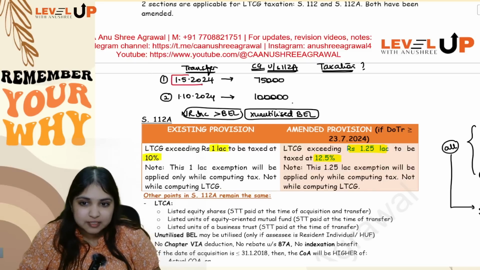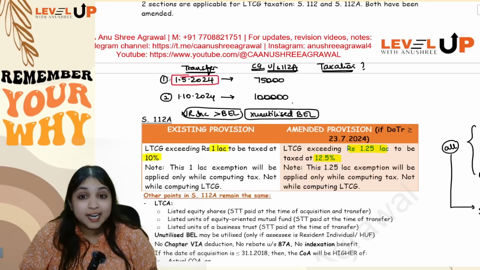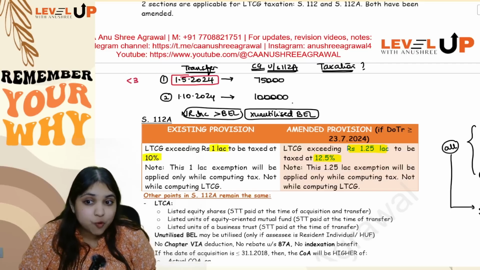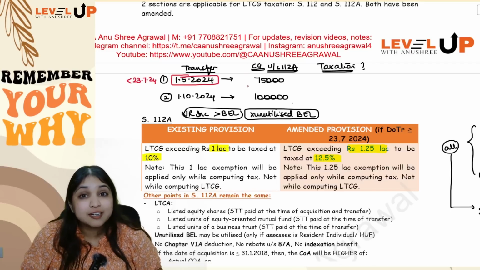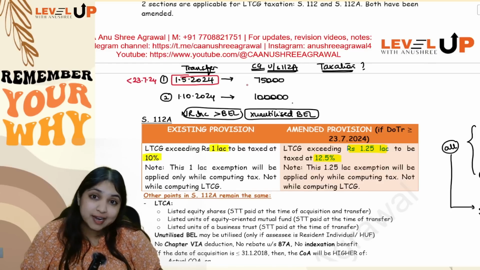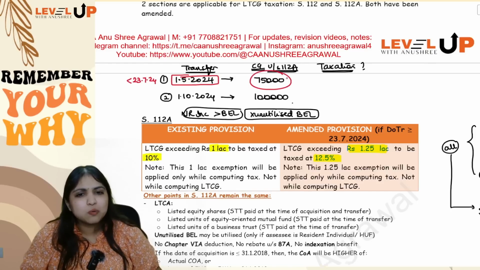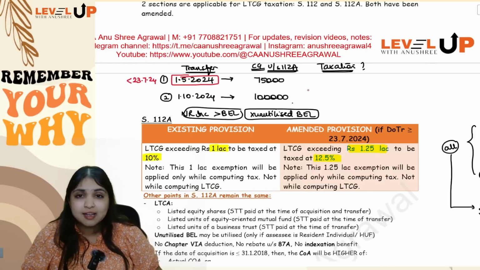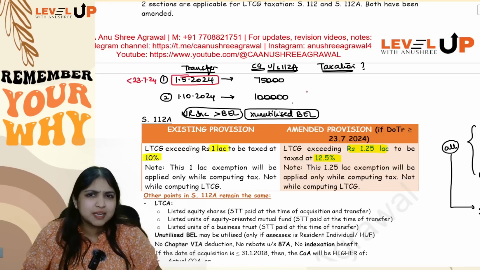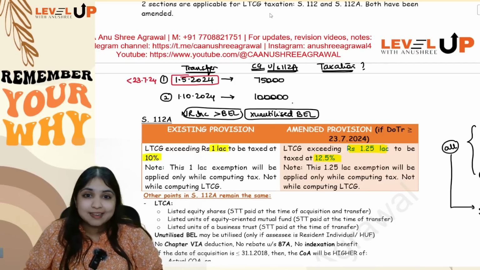The date of transfer is 1st May 24. The date of transfer is before 23rd July 24. So here which number will apply? 1 lakh number will apply, guys. This amount is within 1 lakh and hence it's going to be exempt. There's going to be no taxation, guys.